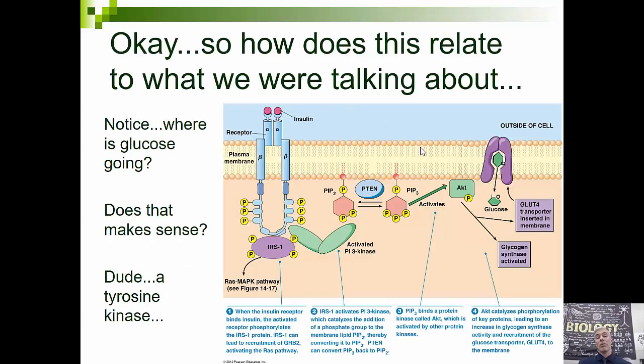Okay, so how does this relate to what we're talking about? Again, here's showing you the signal transduction pathway of insulin. It is a tyrosine kinase receptor. The insulin molecule binds to it. It will phosphorylate. An autophosphorylation will occur.